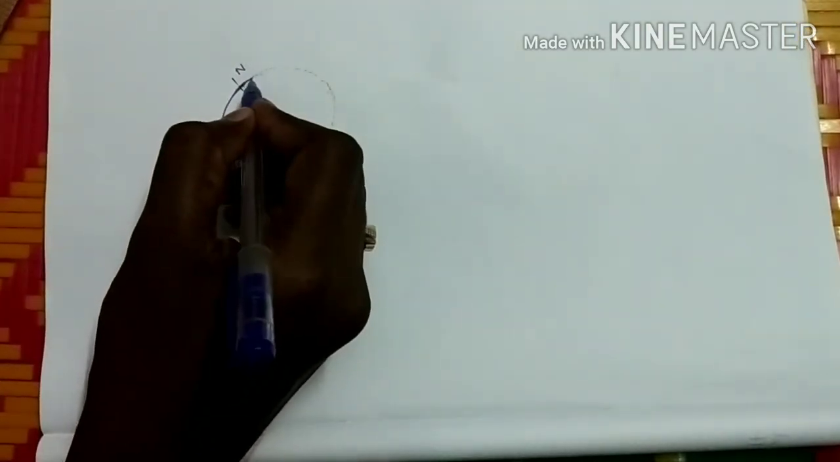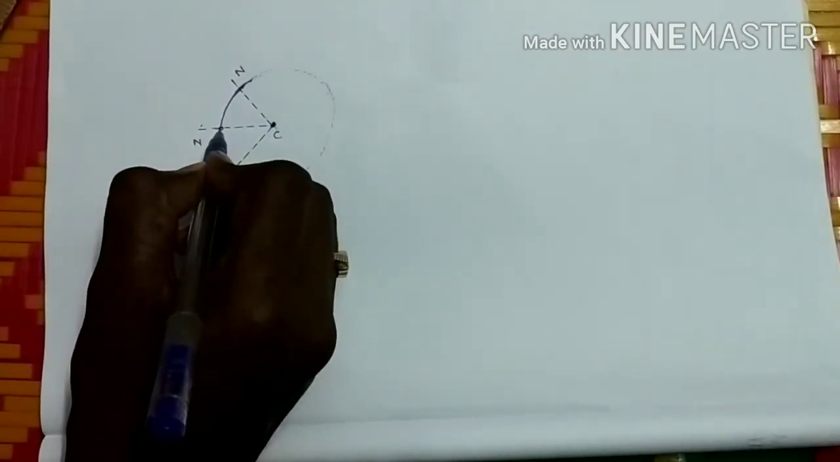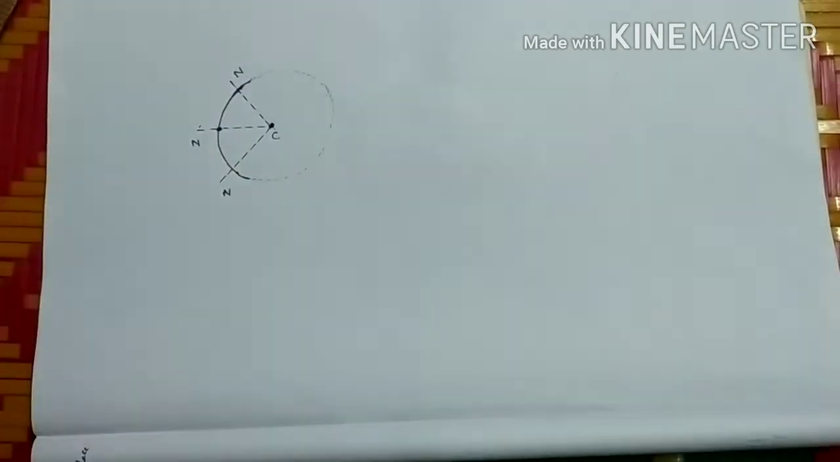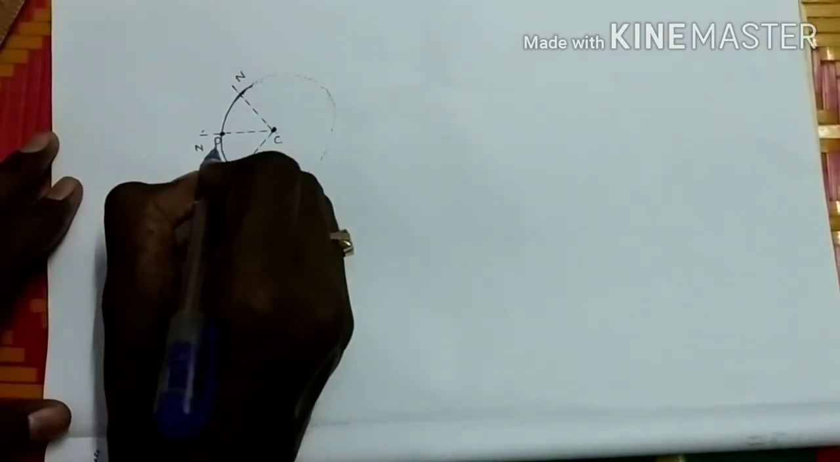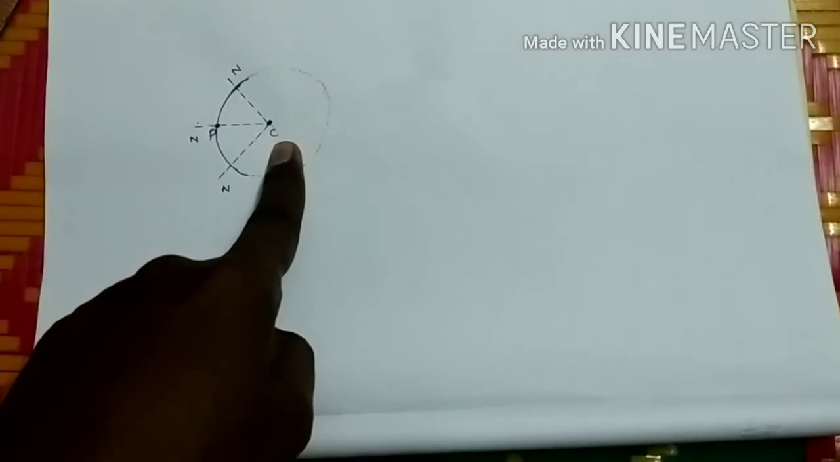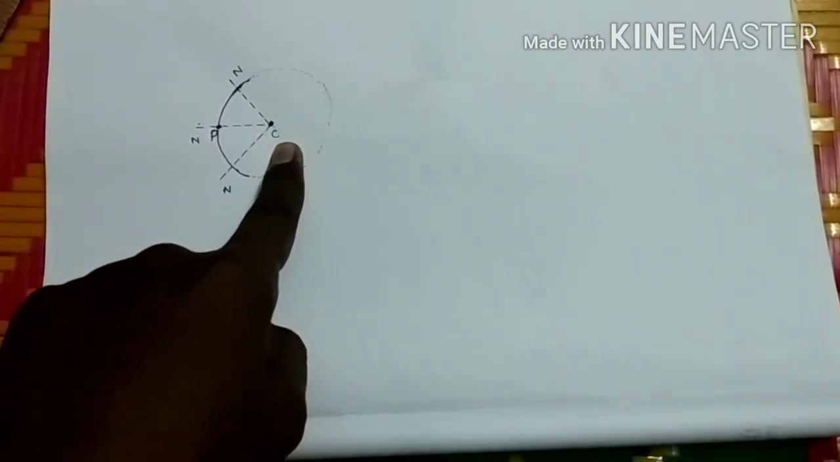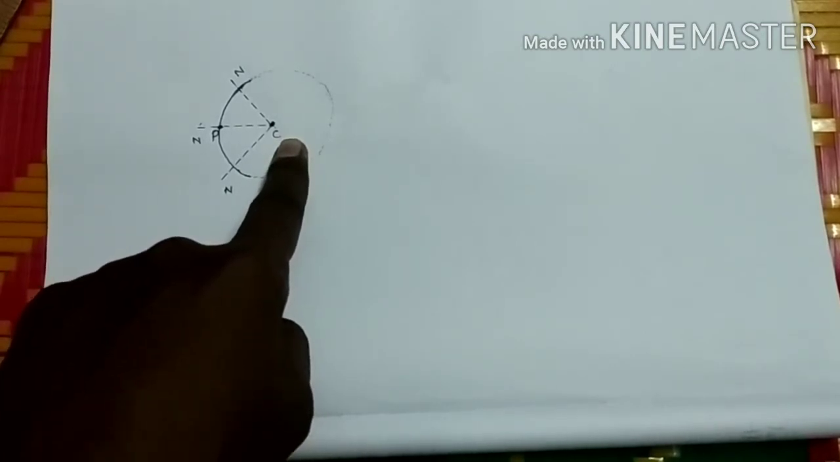Next one, the center of the curved surface. This is a curved surface, right? The center of the curved surface, we call it the pole. The center of the sphere of which the curved surface is a part, that is called the center of curvature. Remember the difference here. Center of curvature means the center of the sphere of which the curved surface is a part.